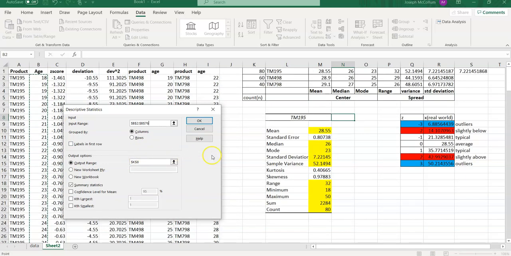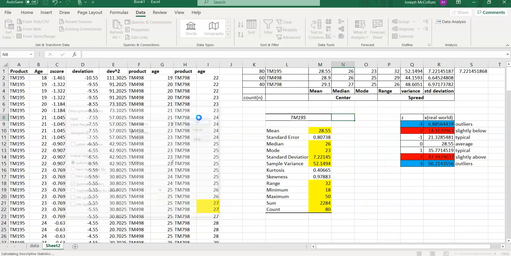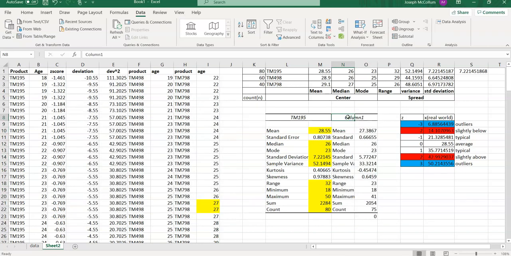Where do I want to put it? I want to put this exactly here. Got to be very careful. Summary has to be checked. Again, you're going to use the descriptive box in Excel. Input properly. Make sure you know your data is collected by columns. Do not highlight labels. If you do, be careful. Make sure you put it in a spot where at least you know you have this much room. Summary. Boom. And so now this would be my TM195, no outliers.